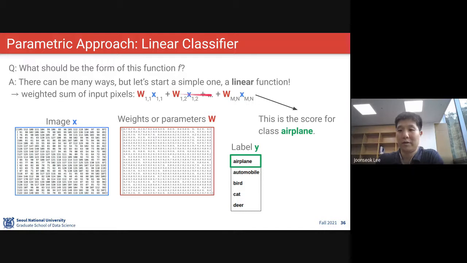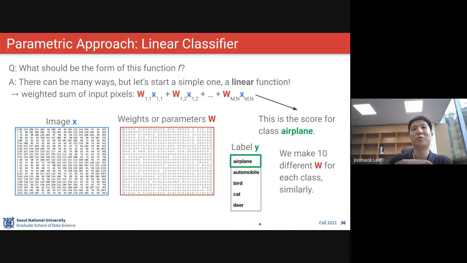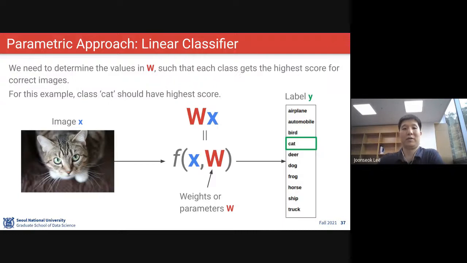And this score corresponds to the first class, which is airplane. And we repeat this 10 times, the number of classes, to have different weights for each class in a similar way. Then we will have 10 different scores, and we will take the max one to classify the image. Okay? So we need to determine the values of W from the data so that we can output the highest score for the correct labels of each image.